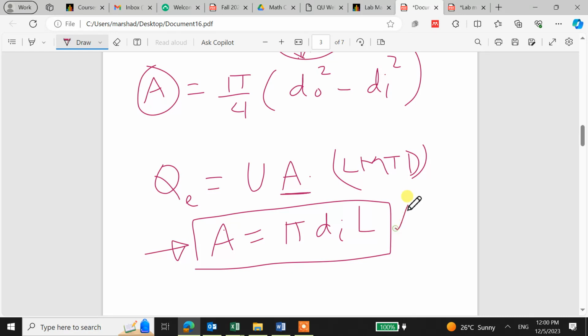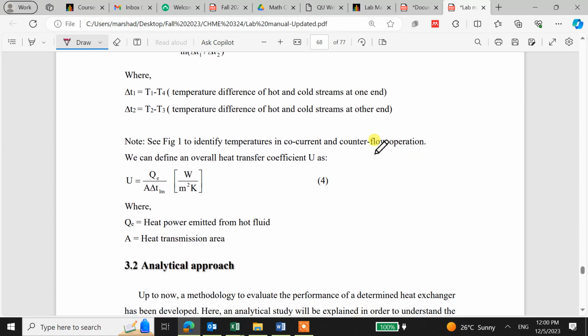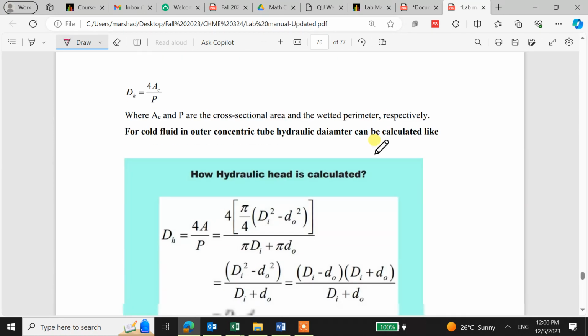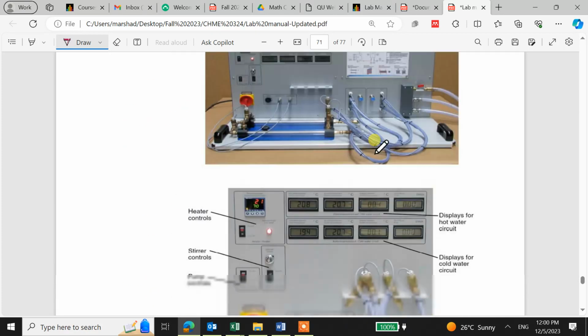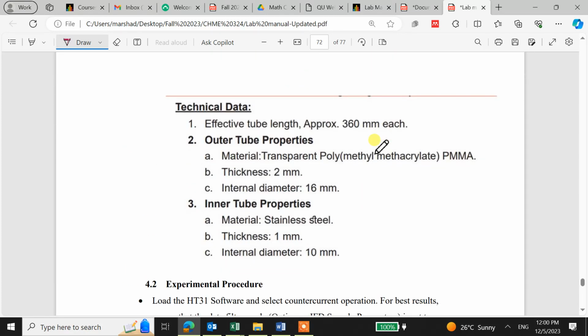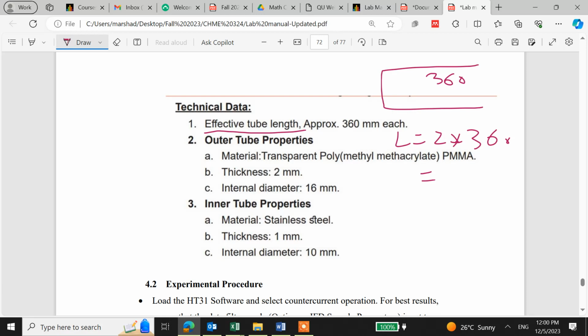I think some of you used Excel. If you see the manual, it is a little bit confusing. It's not your fault, but I looked at the numbers and the value of U looks very high. Why? Because of L, the effective tube length. If you remember in the lab, we have this and this. Each length is 360, so the total length is basically 2 times 360. So please correct this one. The total length will be 0.72 meter.